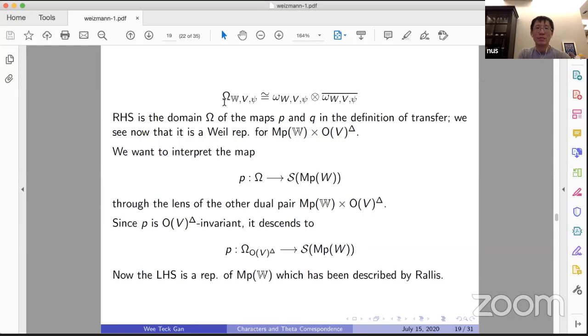But what do we gain by this? What we gain is that this domain, capital omega, is a Weyl representation for this other dual pair, MP doubled W and O V diagonal. We are going to use this feature to help us understand these maps P and Q. We want to interpret the maps P and Q through the lens of this other dual pair.